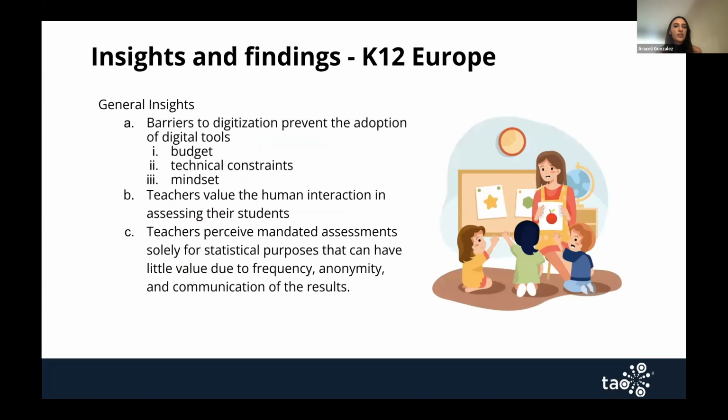So some general insights from this study were that there are barriers to digitization. One of those barriers is budget, meaning schools don't have large enough budgets whereby they can purchase access to the digital tools as well as the devices that students need to use to access those digital tools. Another constraint is more technical: unreliable internet connection at school, and unreliable internet connection at home.